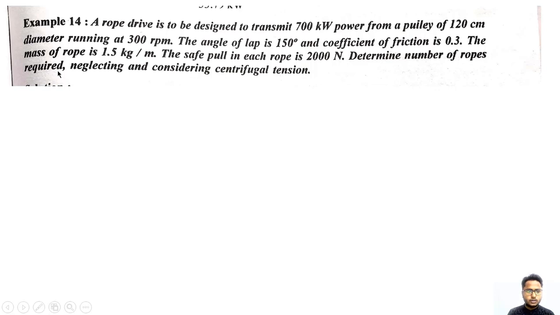So it is given that we consider neglecting and considering. The first is neglecting, which means without centrifugal tension, and the second case is with centrifugal tension. So what will be the number of ropes? Let's analyze this question, to determine the number of ropes.